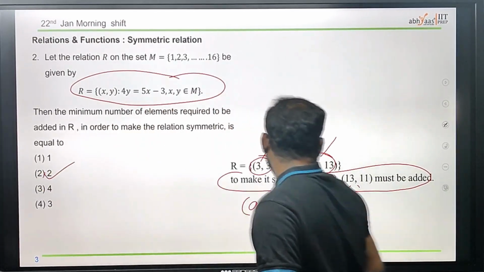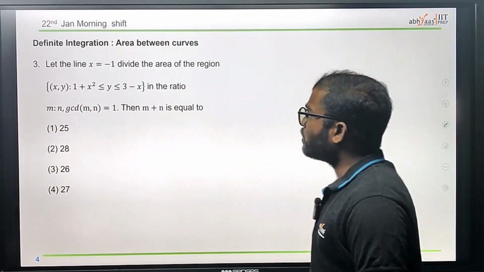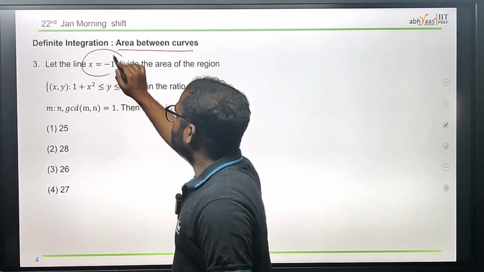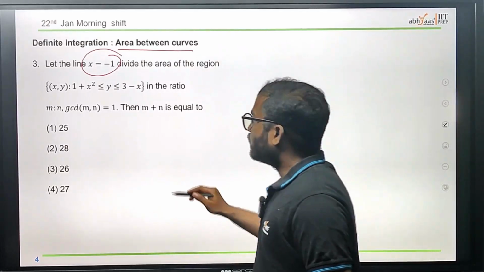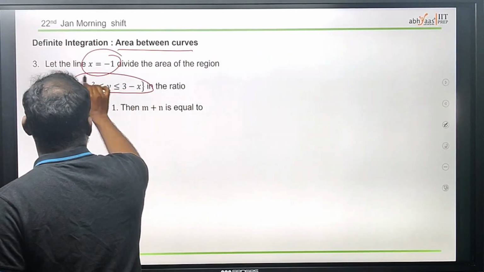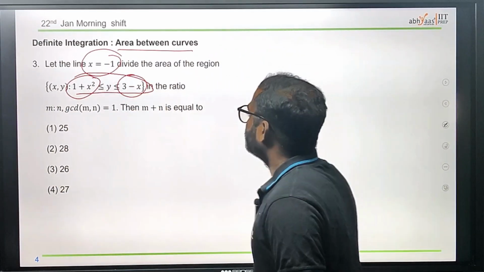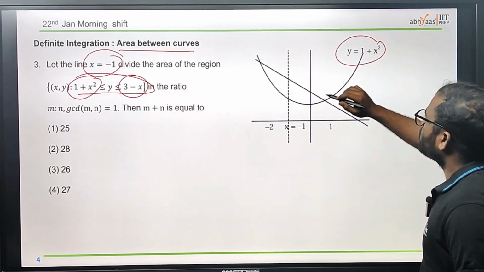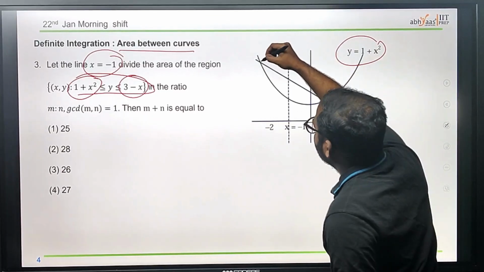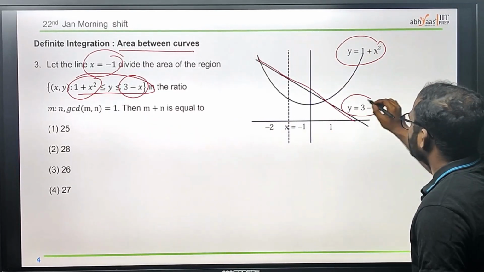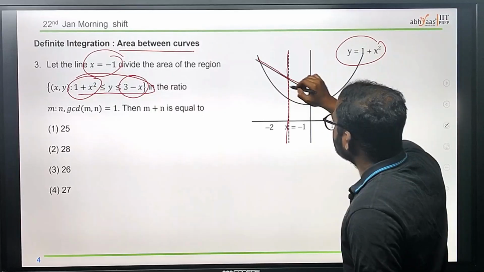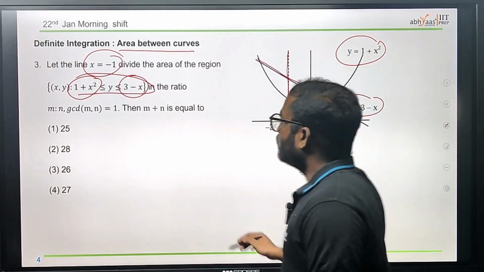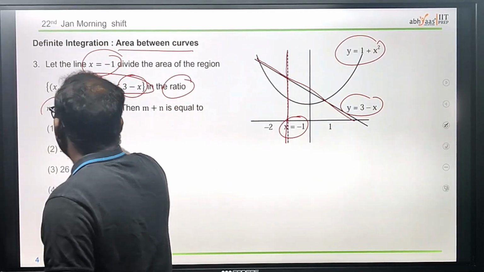Now come to the next question. We have a question on the basis of definite integration, area between curves. If you observe, the given line x equal to minus 1 divides the area of the region. One is a parabola and one is a line. If you see the diagram here, the given curve is y equal to 1 plus x square, the upward parabola, and one line here, y equal to minus x, which divides this region into a ratio m is to n, by x equal to minus 1.